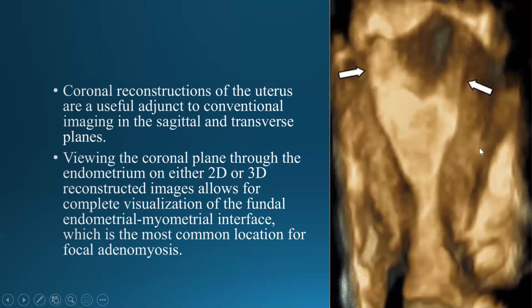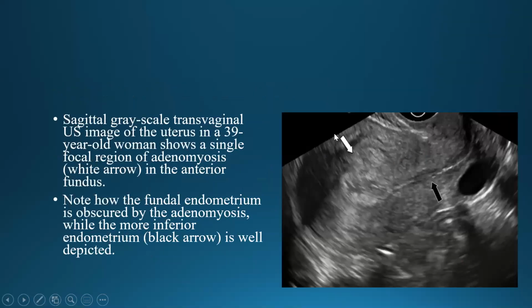This is a sagittal gray view. This is the endometrial lining until we came here and we have this lesion. So this woman was 39 years old and she has a single focal region of adenomyosis where the white arrow is. This is the part in the anterior fundus. Note how the fundal endometrium is obscured by the adenomyosis. Here the endometrium stopped. We cannot comment on the endometrium in this part because it was obscured by the focal adenomyosis.